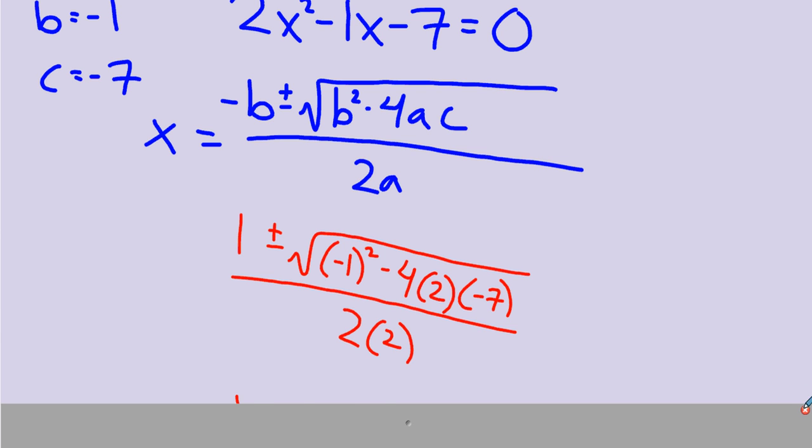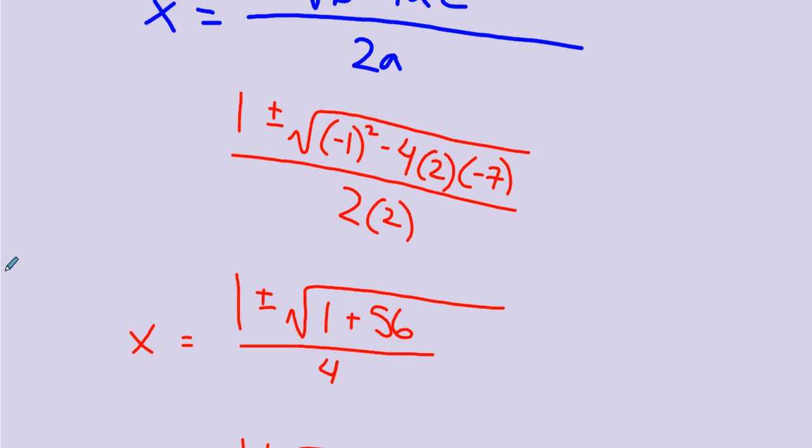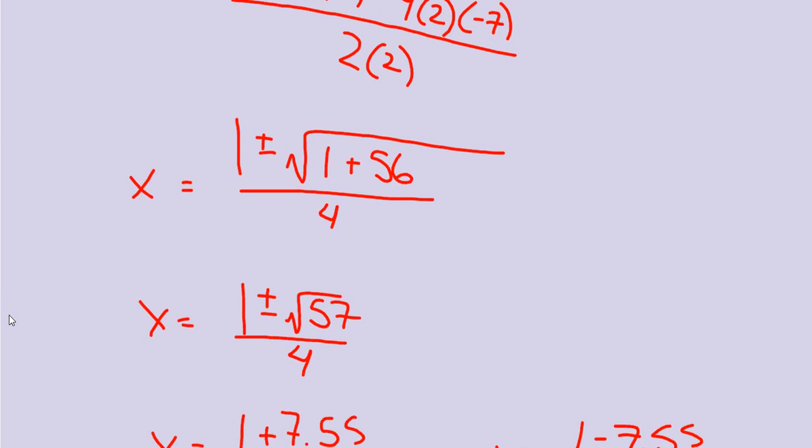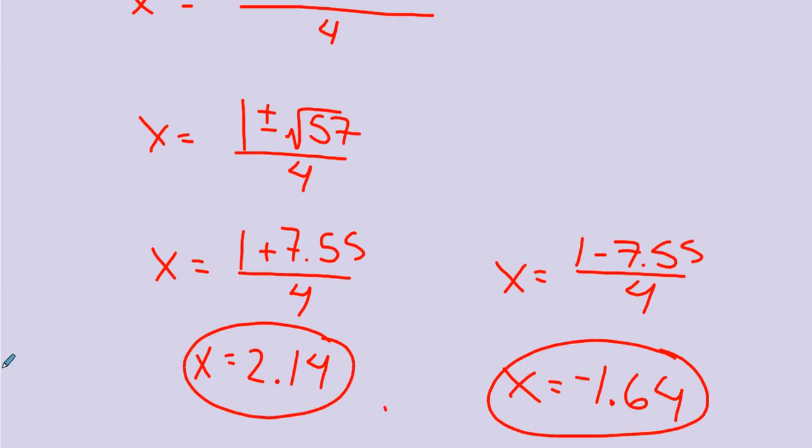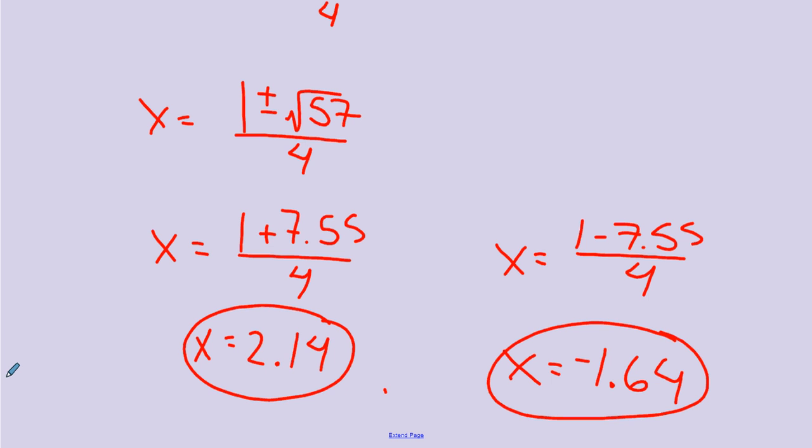And then you just go simplifying. Inside the parentheses first, you get 1 plus 56. That's 57. The square root of 57 is going to have to be a decimal. You split into your two answers, and there's your two answers, 2.14 and -1.64.